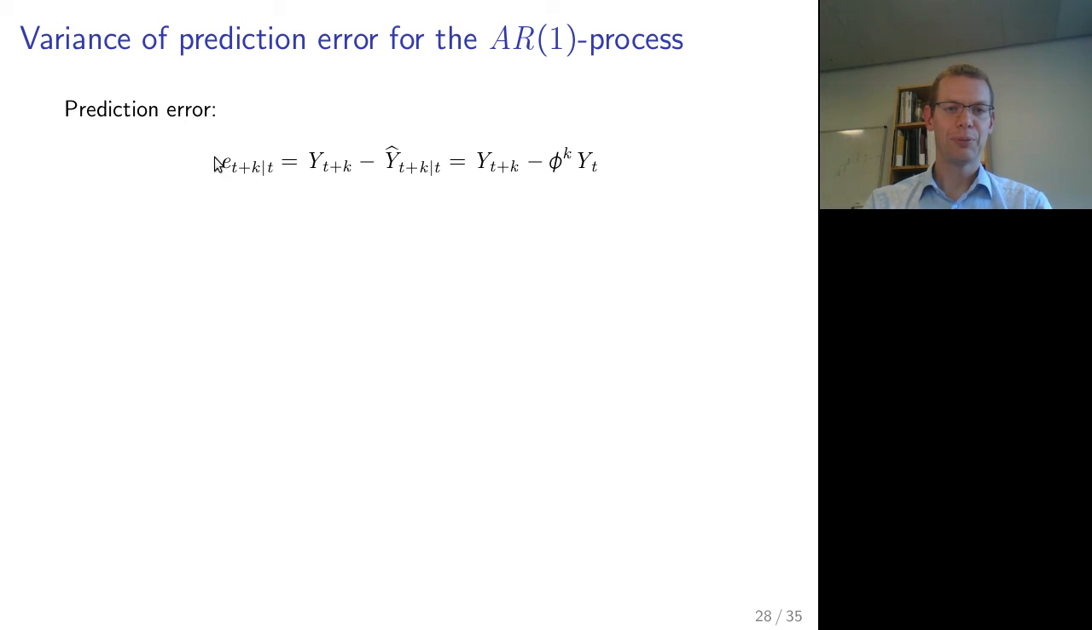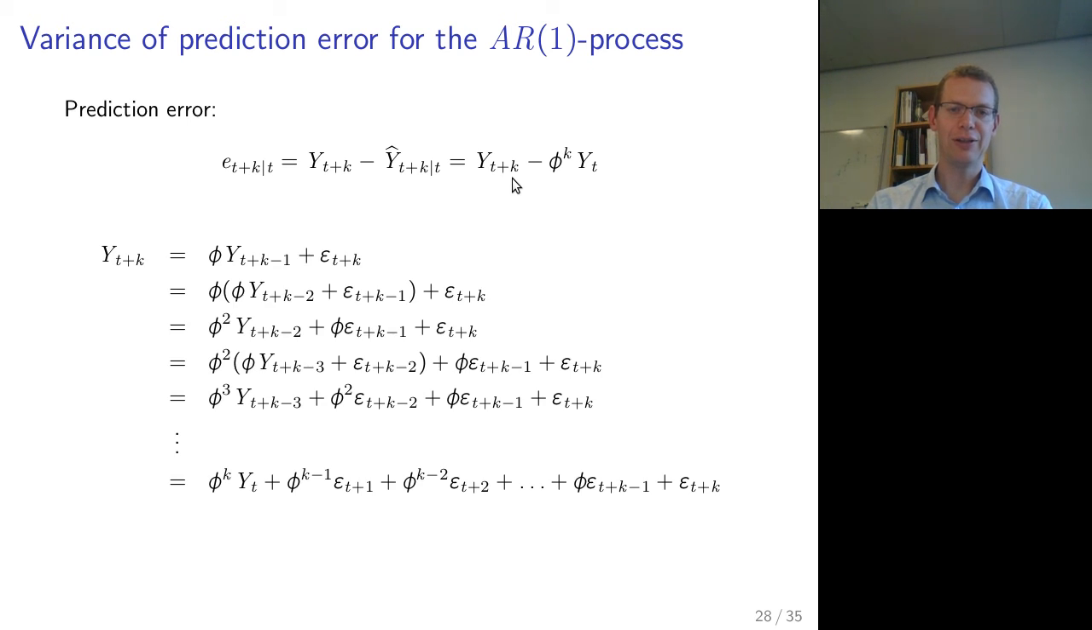First of all, the prediction error of a k-step prediction is the true value y_{t+k} minus our prediction ŷ_{t+k|t}, which we just calculated to be phi to the k power y_t. So what to do about this? Well, first we'll take y_{t+k} and write that as phi y_{t+k-1} plus epsilon_{t+k}. That was what we did just before a couple of times. Now we'll take this here and expand that in the same fashion.